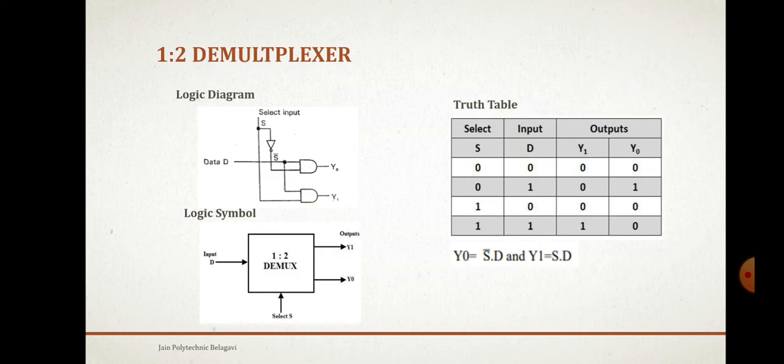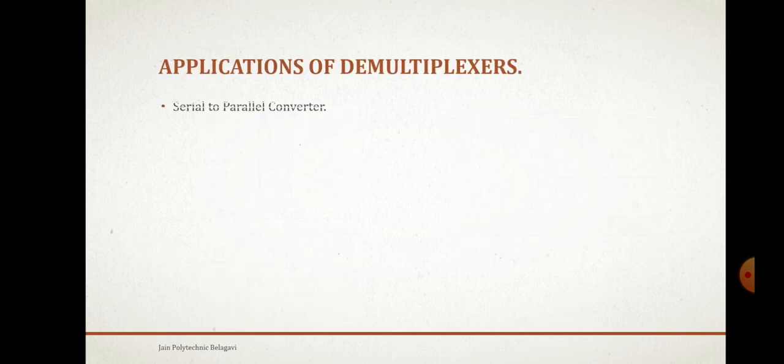It consists of one input line, two output lines, and one select line. The signal on the select line helps to connect the input to one of the two outputs. You can observe the figure; it shows the 1:2 demux circuit. Input d will be there, select line s will be there, y1 is an output, and y0 is also an output.